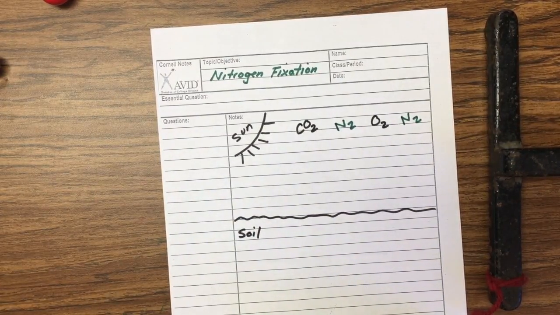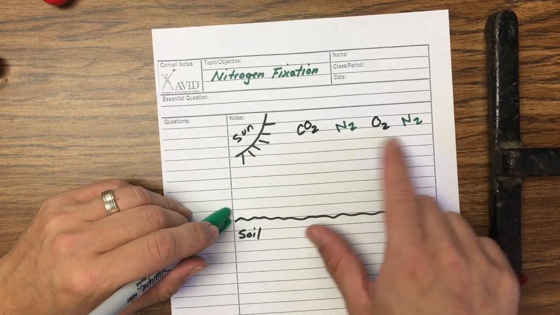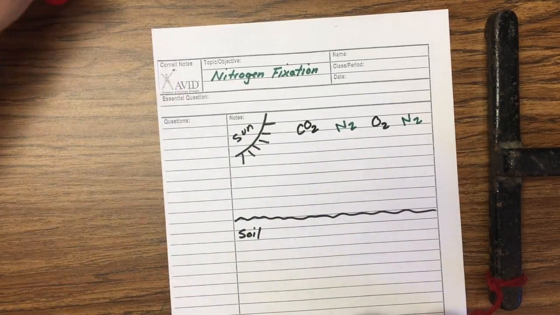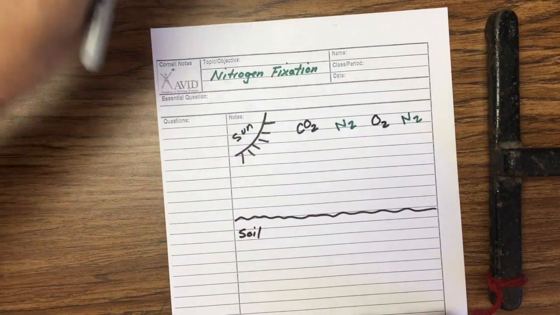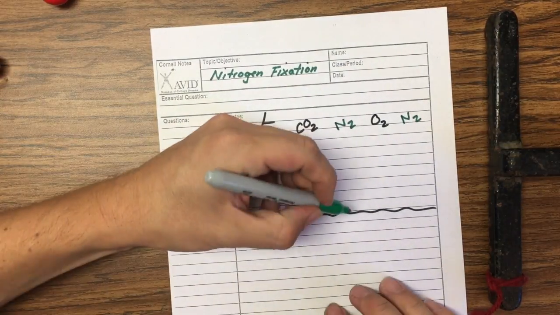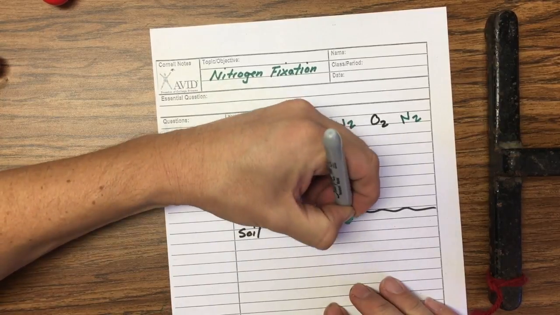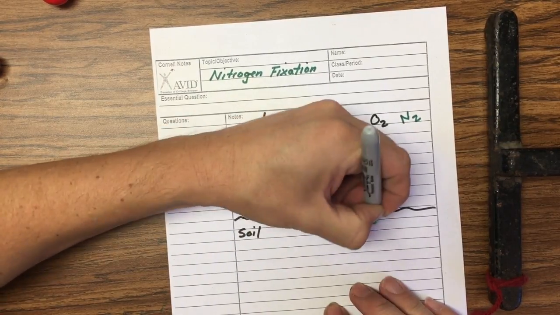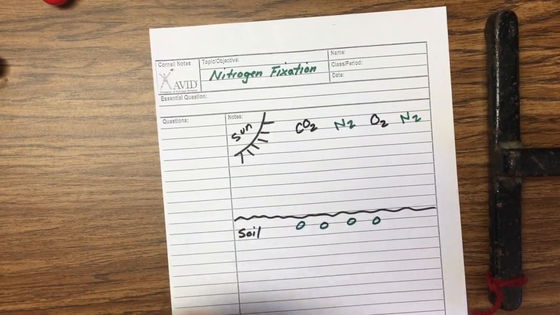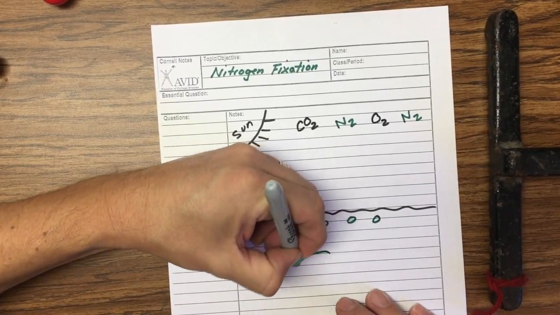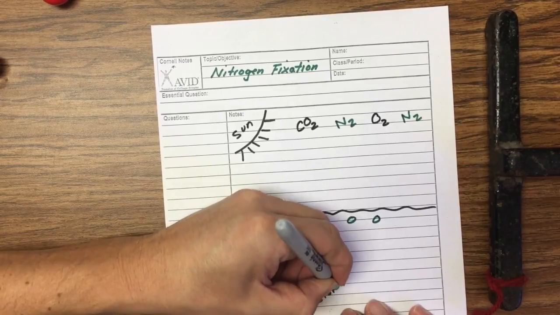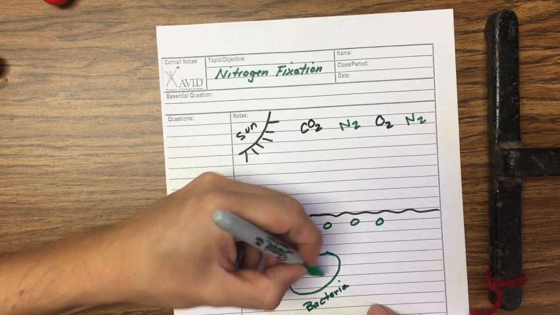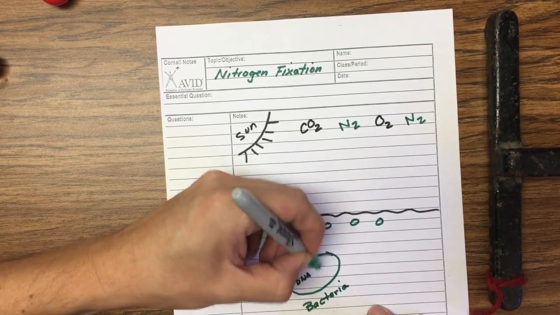Now, the crazy thing is that N2 can't be used. Living things can't use this molecule in this way. So what happens is there are these little bacteria in the soil. Let's imagine this is one of the bacteria, blown up. It has DNA inside of it, and that's it.